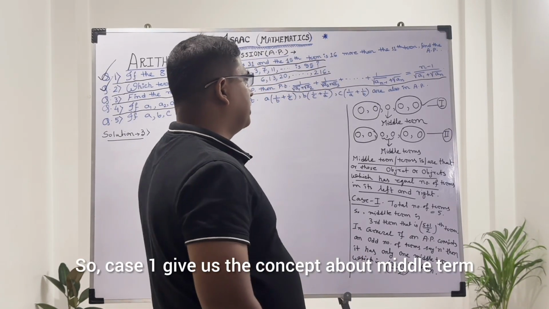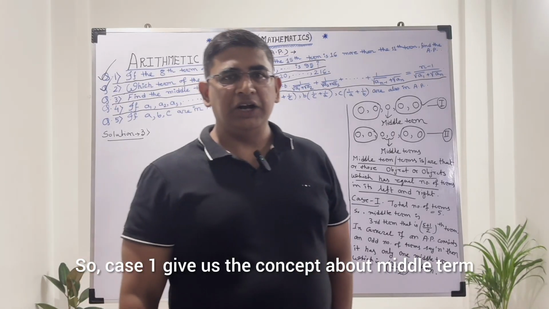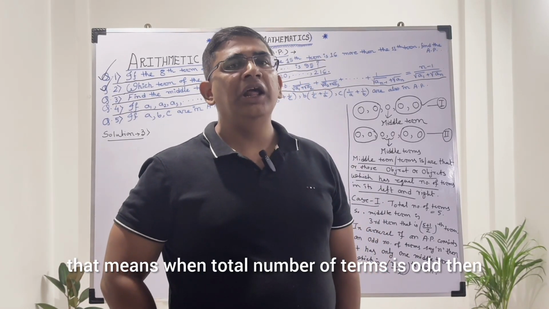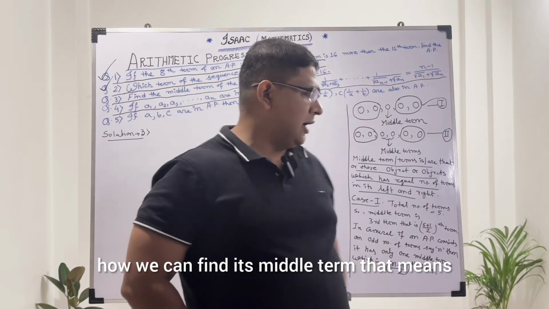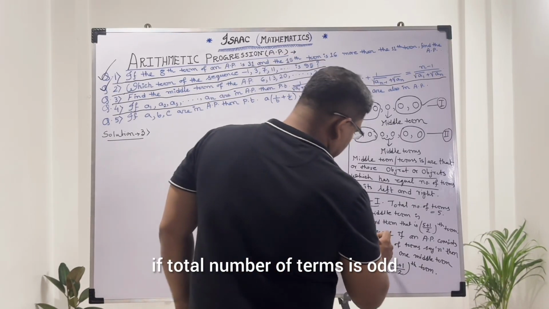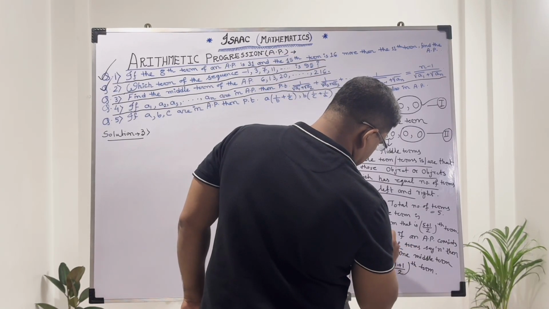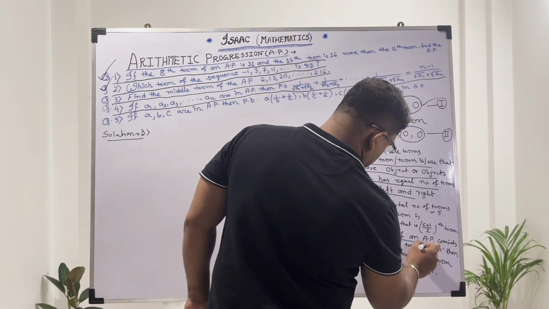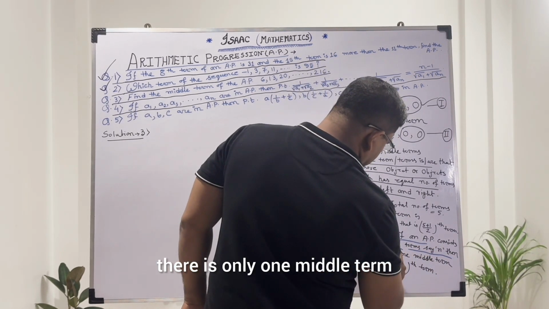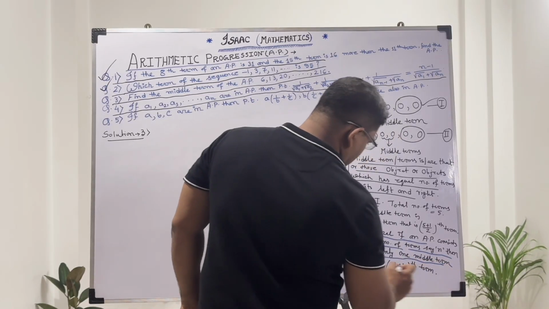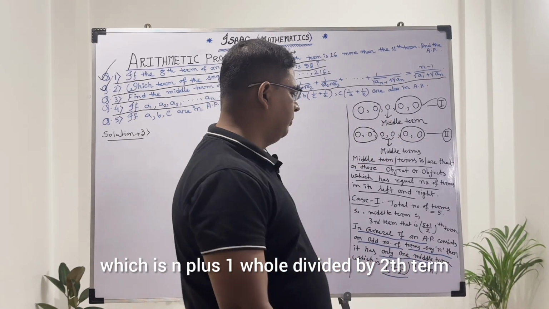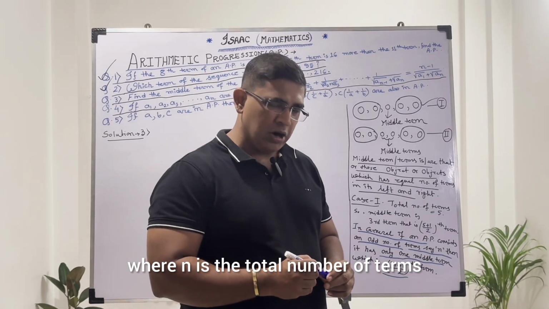So case 1 gives us the concept about the middle term. That means when the total number of terms is odd, how we can find its middle term. That means if the total number of terms is odd, then there is only one middle term, which is (n plus 1) whole divided by 2 th term, where n is the total number of terms. Okay.